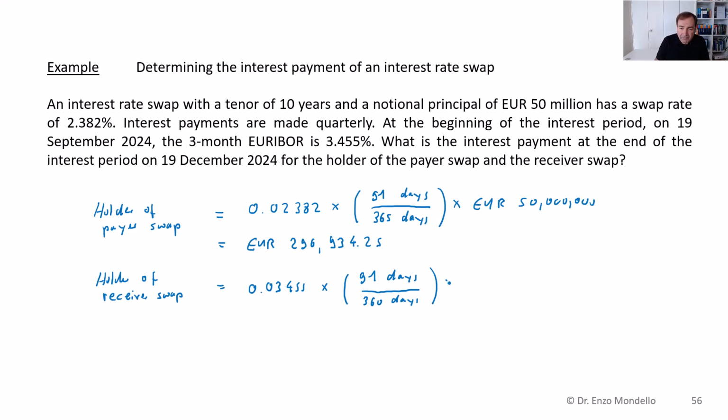That's multiplied by the notional principal of 50 million euros. If you're entering the figures in your calculator, you should then obtain an interest payment of 436,673.61 euros. The net interest payment that the holder of the receiver swap owes to the holder of the payer swap can be calculated as follows.